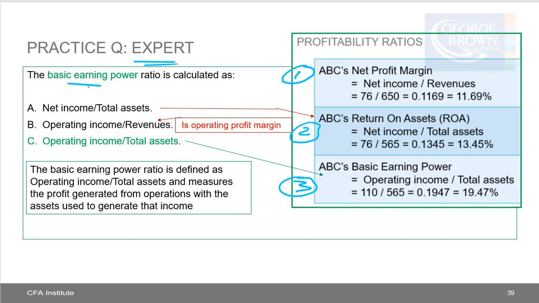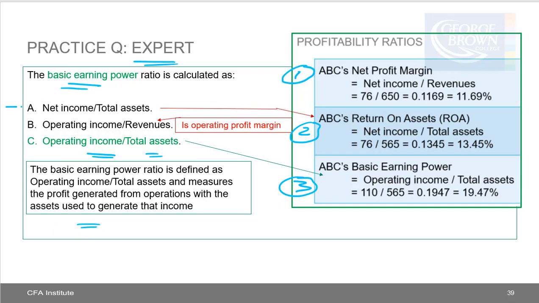So this was just asking you to recall the formula for the basic earning power ratio. And of course, C is correct. It's operating income divided by total assets. The basic earning power ratio is defined as operating income divided by total assets. It measures the profit generated from operations with the assets used to generate that income.